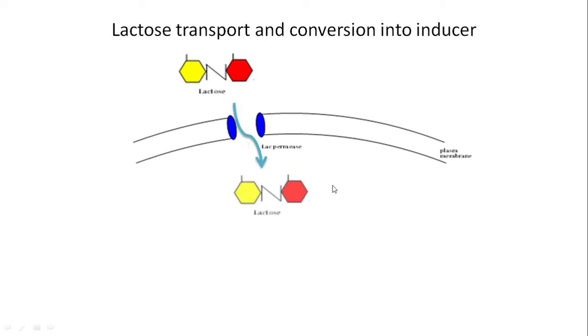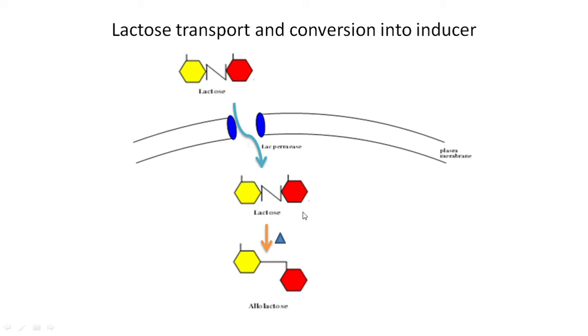and inside the cytoplasm it is first converted with the help of the enzyme beta galactosidase, this triangular molecule, into another compound, which is the actual inducer called allolactose. In allolactose, the galactose and glucose are bound by a beta 1,6 glycosidic bond, whereas in lactose, they are attached with a beta 1,4 glycosidic bond.